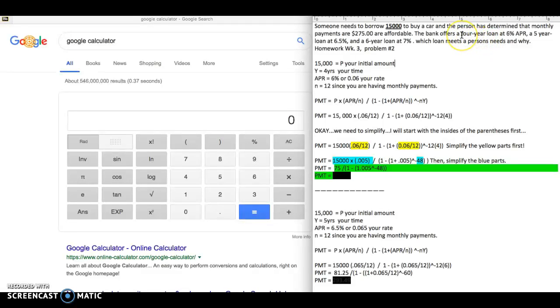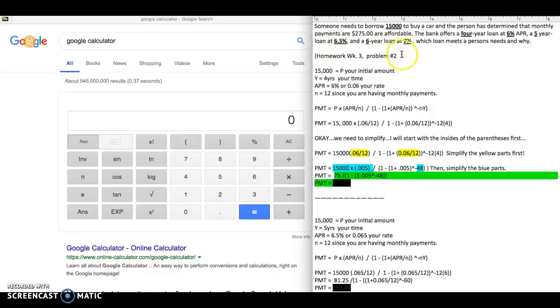The first one is a 4-year loan, and I'm going to highlight 4, and it's at 6%. That's my APR. And then we have a 5-year loan here, and that's going to be at a little higher percentage because I'm going to take longer to pay it. And then I have a 6-year loan, and that's going to be even higher, a percentage that the bank is going to charge me. And then we're going to figure out which of these situations works the best. This is problem number 2 from week 3 homework.